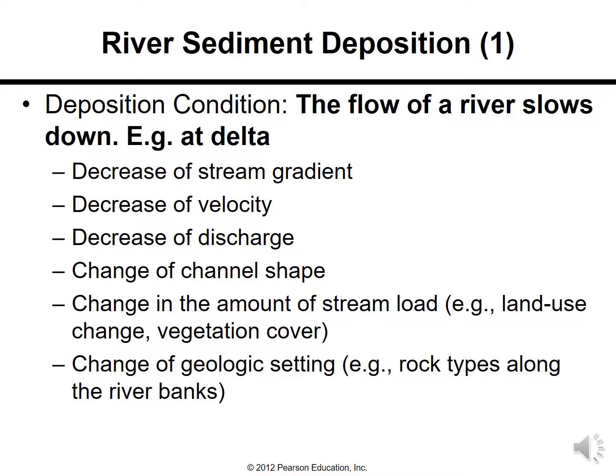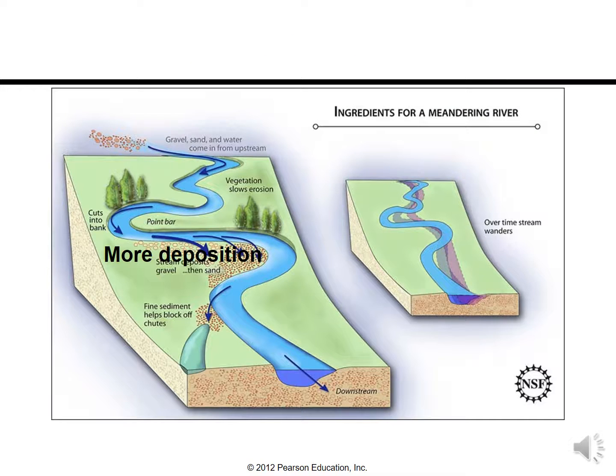And the change in the amount of stream load is another factor affecting the depositional conditions. Also a change of geological setting, for example rock type along the river banks, can cause changes in the rate of deposition. If you look at this picture, the same diagram, but here you can see much deposition in this place, the point bar deposit right here.